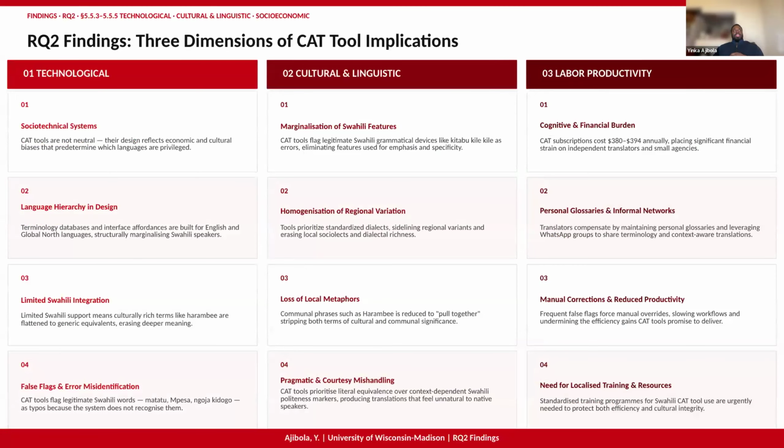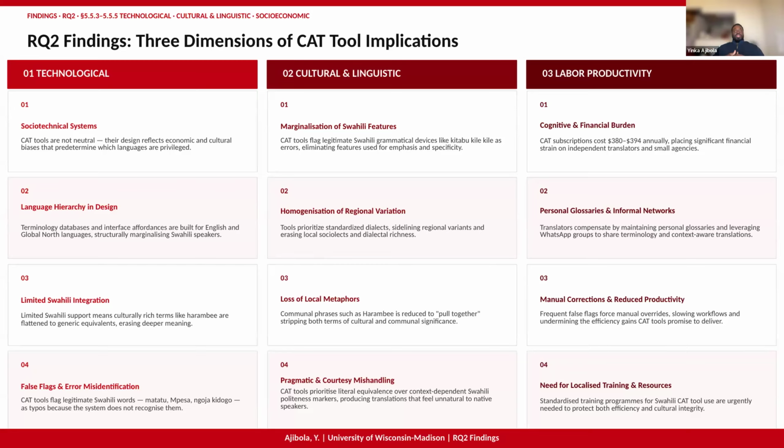Now, back to my findings, based on these three dimensions and through the lens of CTDA, here are some of the fundamental points from each dimension. The first one I would like to talk about is the language hierarchy built into the design of CAT tools. The majority of CAT tool systems are developed around English and other global North languages, and this influences every part of how the CAT tool functions. The interface is usually in English, which is not surprising, which means Swahili translators must constantly operate in a second language while doing their translation work.